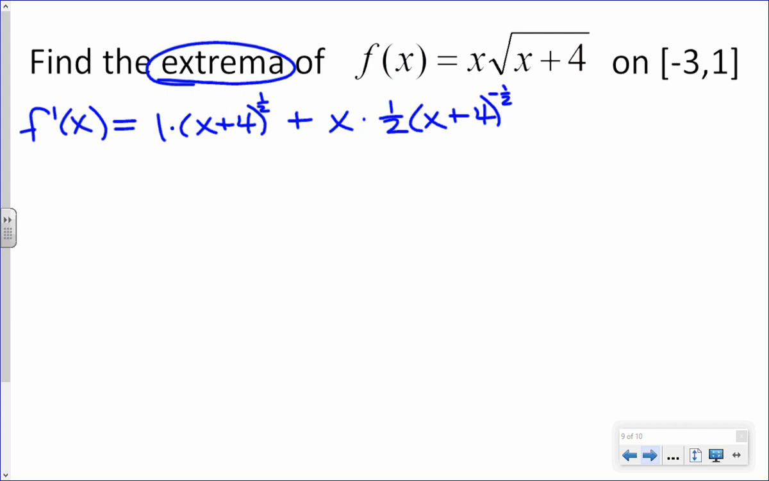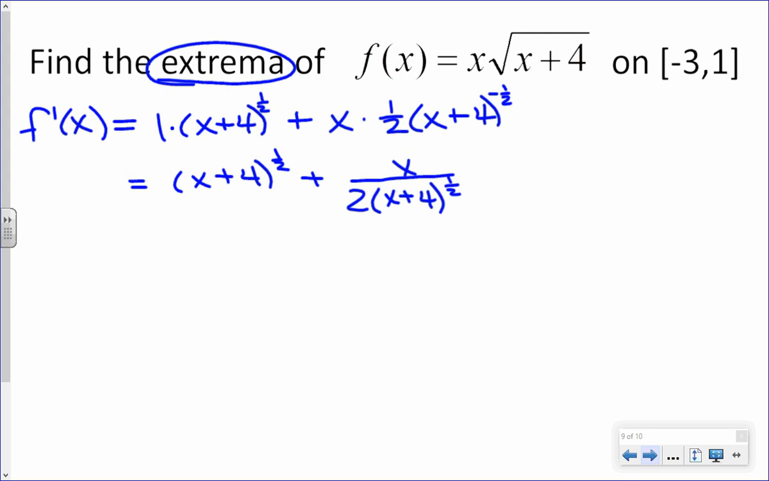On our Unit 2 test, you left it like that, you got 100, or you got all the points, right? Well, now we actually have to set it equal to 0. Okay? So, we're going to have to simplify this. All right? So, what does this mean? This means we have x plus 4 to the 1/2 plus x over 2 times x plus 4 to the 1/2 power. Do you agree with that?